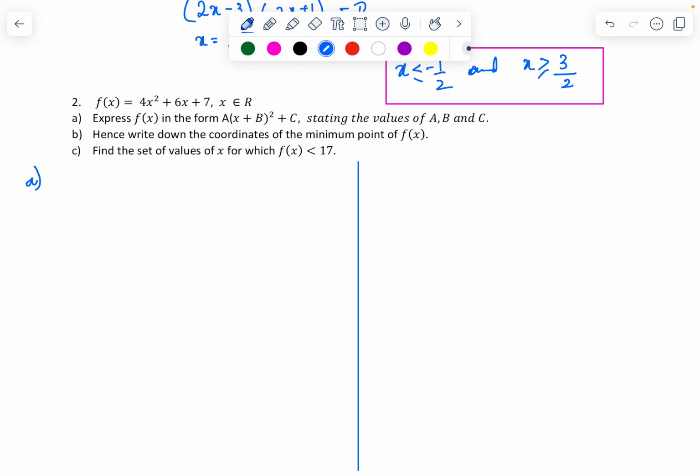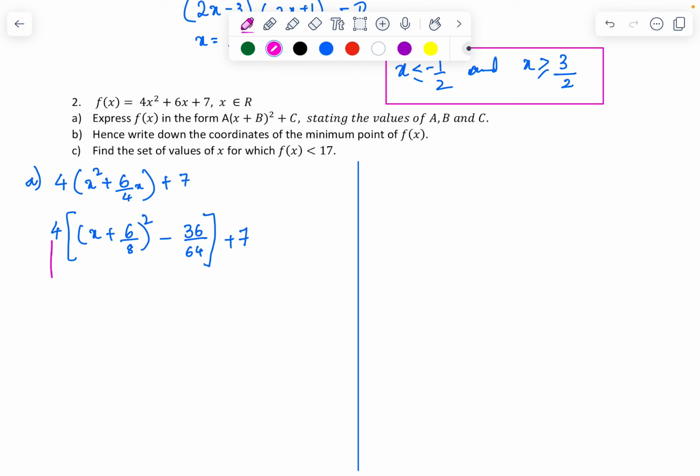So now first I'm going to pull out the 4. It gives me x square plus 6 over 4 x plus 7. Now I will complete the square. X plus half of 6 over 4, which is 6 over 8, whole square, minus 6 over 8 whole square, which is 36 over 64, plus 7. Don't forget to times this by 4 when you open the bracket. Once we complete the square, we can simplify.